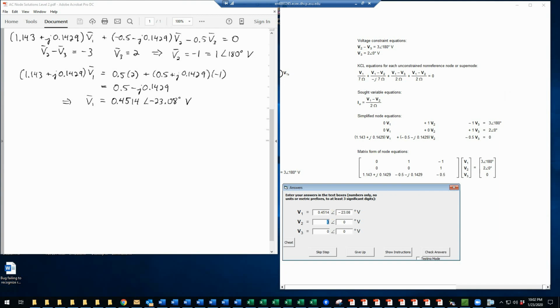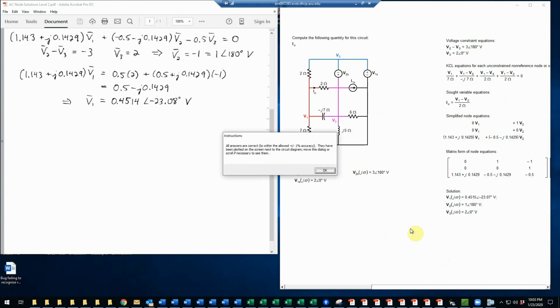And then the V2, remember that's 1 angle 180. And again, I have to enter that in polar mode here, so I can't write -1 because it wouldn't allow a magnitude of a complex number to be negative. That's not a valid form of a complex number. And V3 is just 2, so that would be 2 angle 0. So that should be the correct values. And those indeed work, and they've been printed on the screen here.